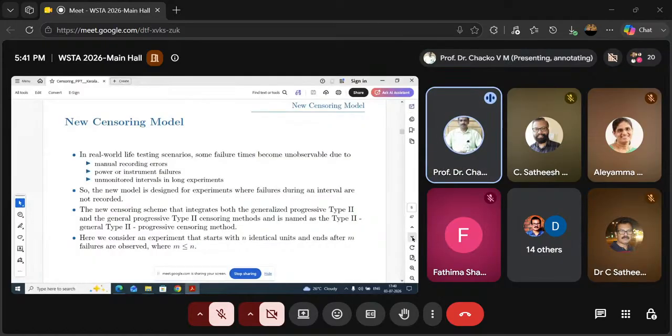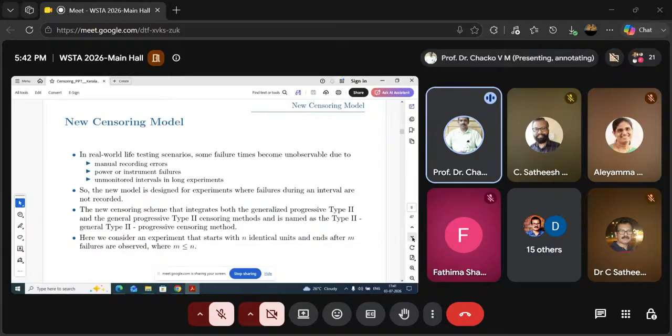The new censoring scheme integrates both the generalized progressive type 2 and the general progressive type 2 censoring methods, and is named the general type 2 progressive censoring method. We have already proposed one type 2 censoring method where failures during an interval are not recorded. So in this slide, we have a generalized new censoring scheme that integrates both the earlier generalized scheme and the general progressive type 2 scheme.